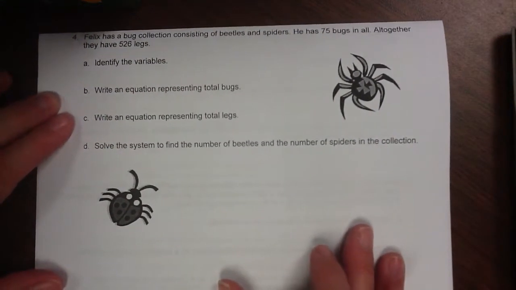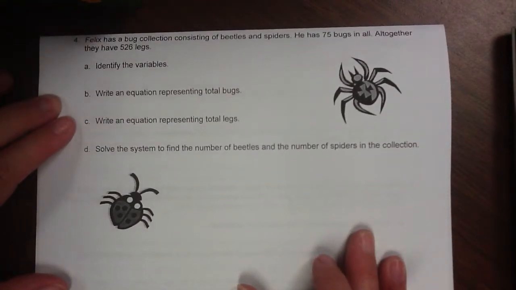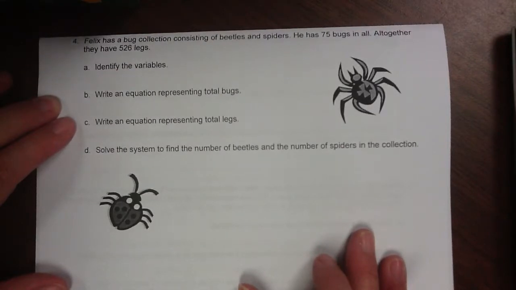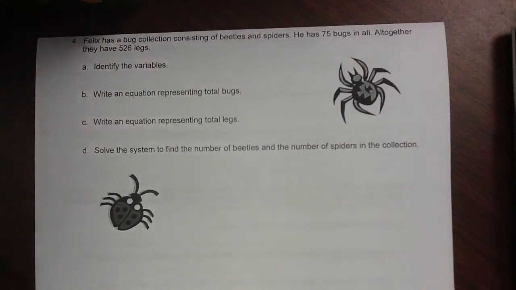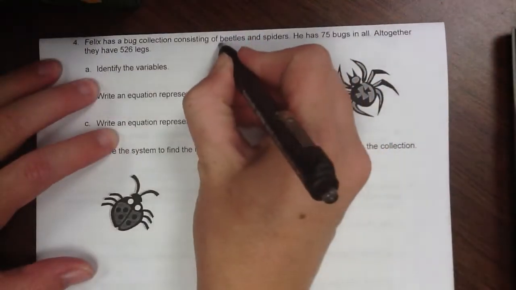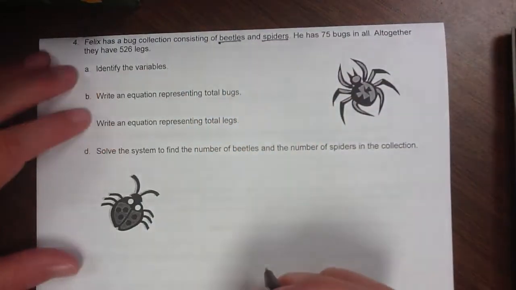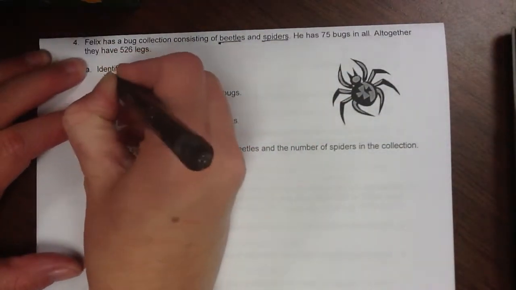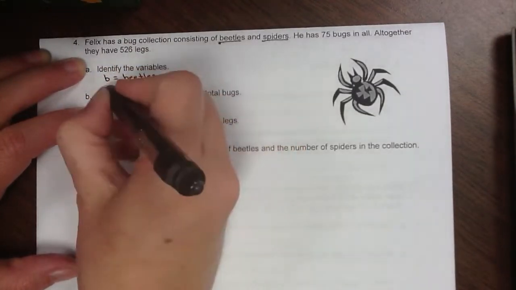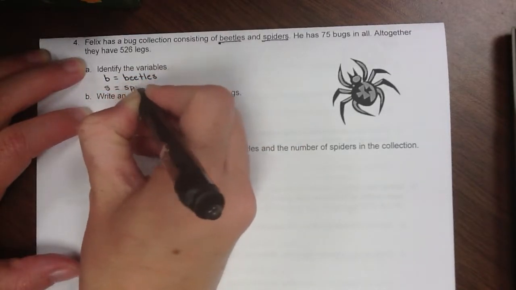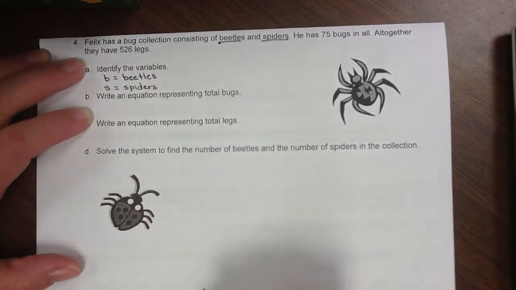Felix has a bug collection consisting of beetles and spiders. He has 75 bugs in all. Altogether, they have 526 legs. So we need to identify our two variables. Looking at the problem, you should be able to tell that there's two things that we're talking about in this problem. One is beetles, and one is spiders. So let's let B stand for beetles, just because that's easy. And I'm going to let S stand for spiders. So we've identified the variables.